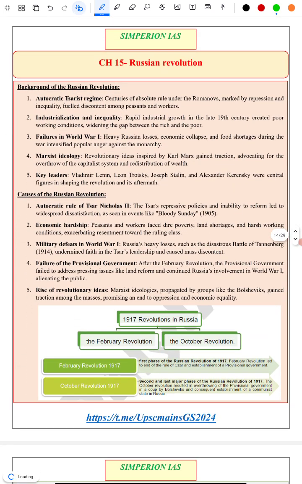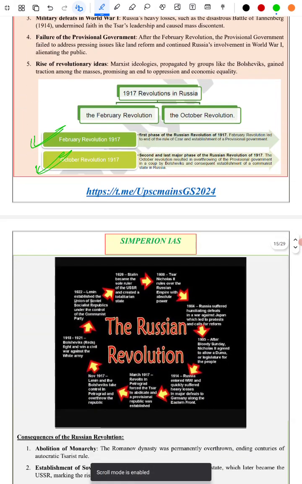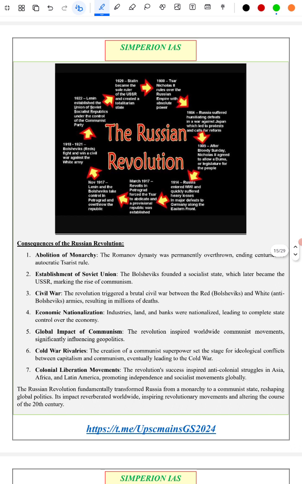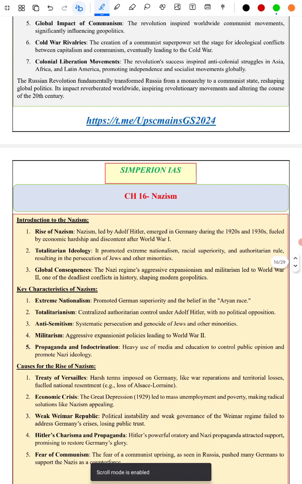Next, we discussed the Russian Revolution. We are given a background and introduction in 5 points. What are the causes of the Russian Revolution? The Russian Revolution mainly happened in two parts, the February Revolution and the October Revolution. We have represented that pictorially as well. We have given a time frame of the Russian Revolution and the consequences of the Russian Revolution in 7 points, and the end of that particular chapter.